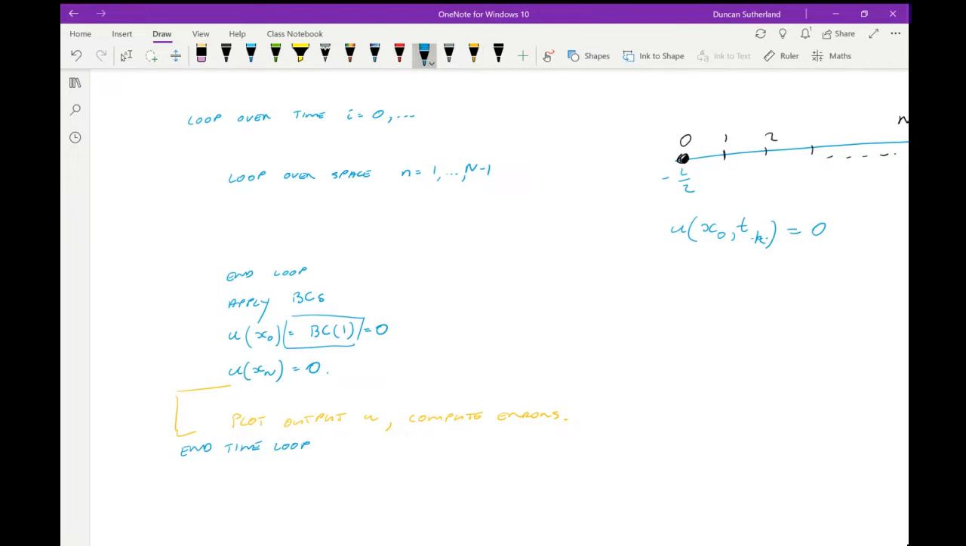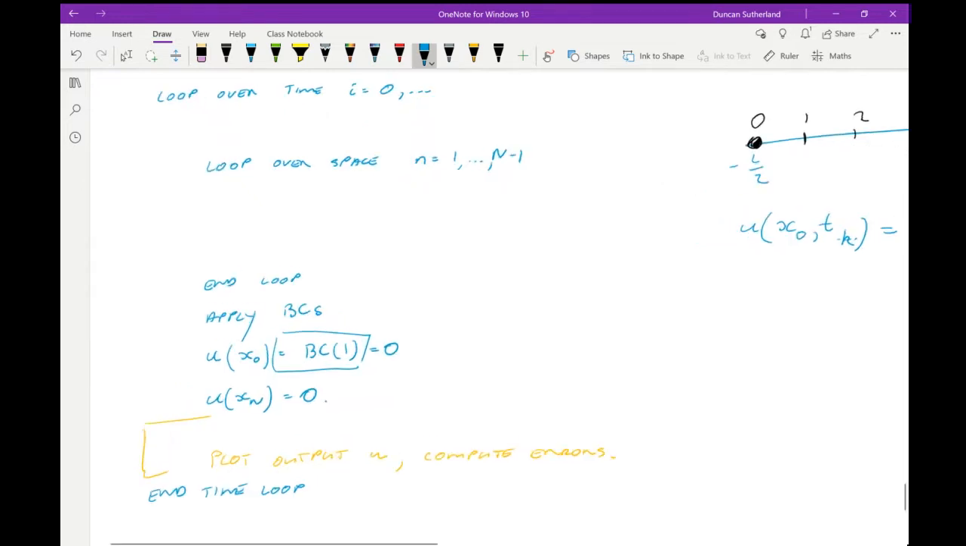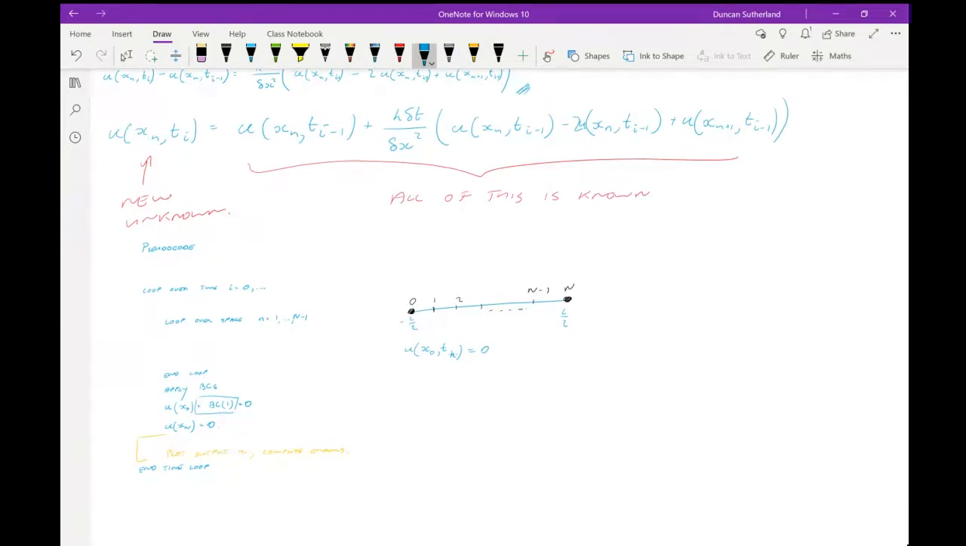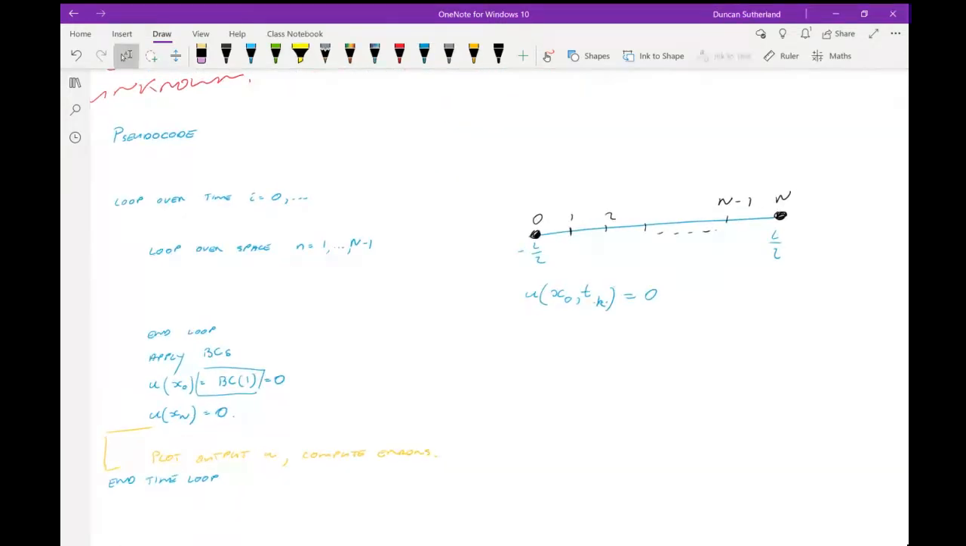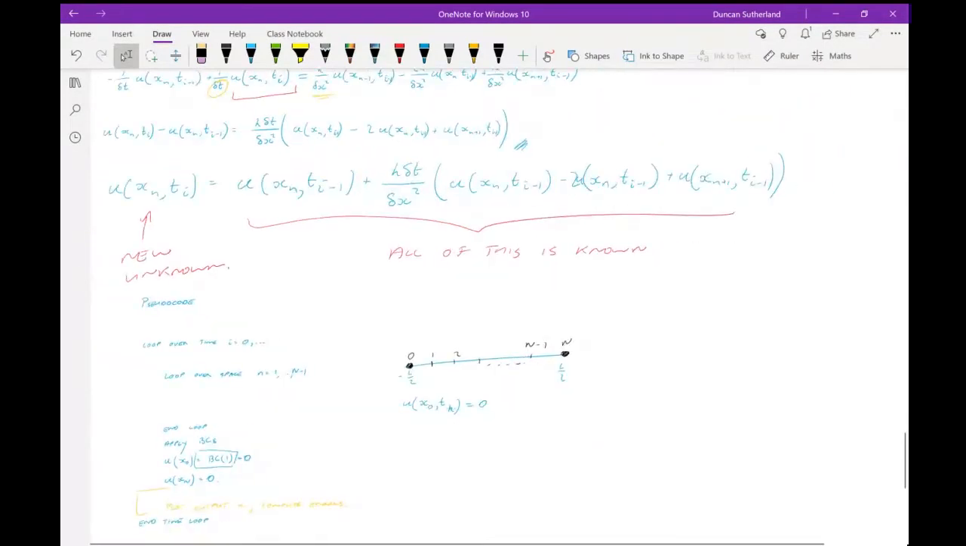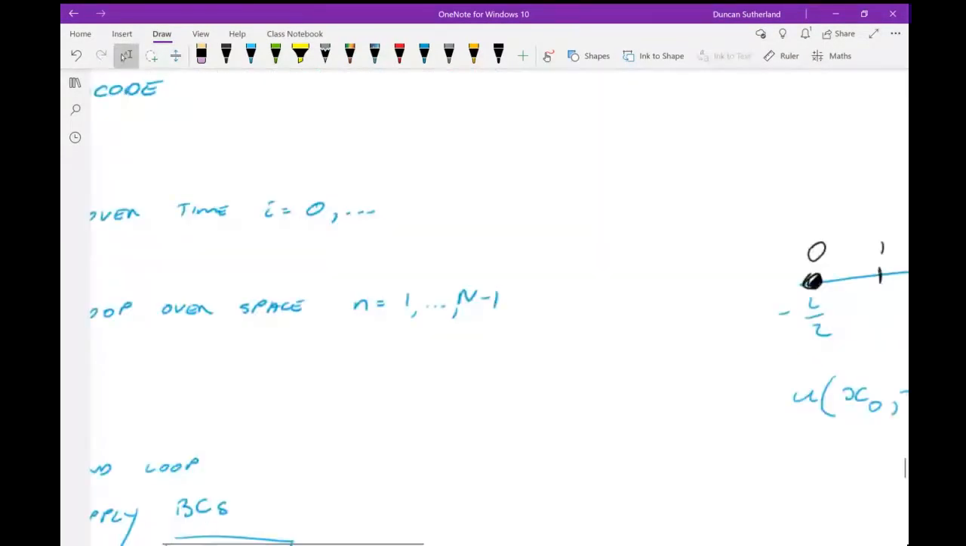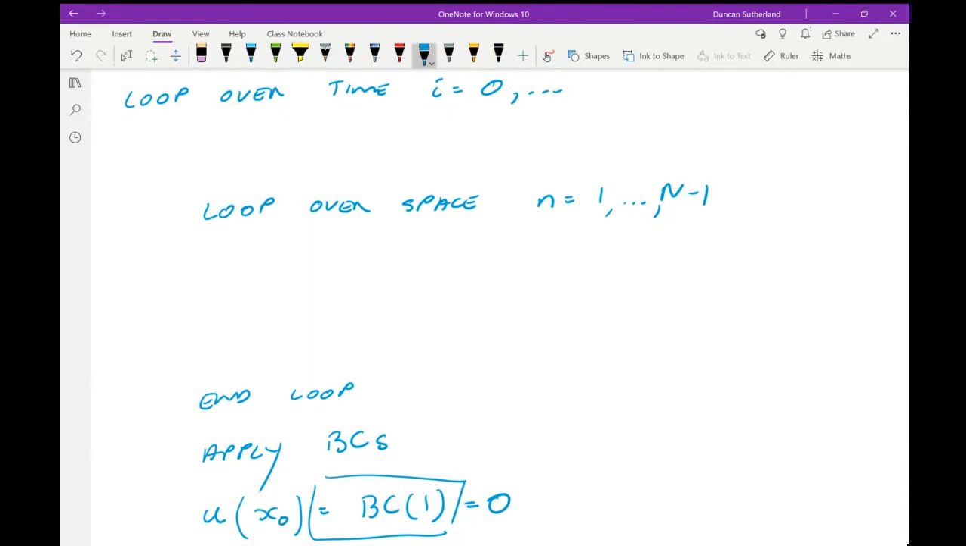In here, we want to apply a finite difference formula. So this is where we do this step, really. We take all of this stuff that we've worked out and we put it in here for our unknown. So I'll just write that down. U of x n, t i, right? This is our new time, right?